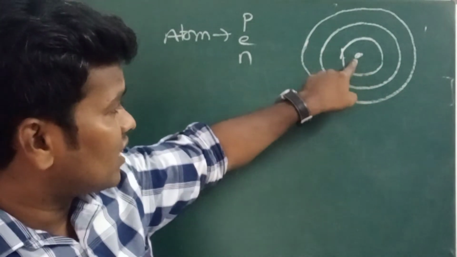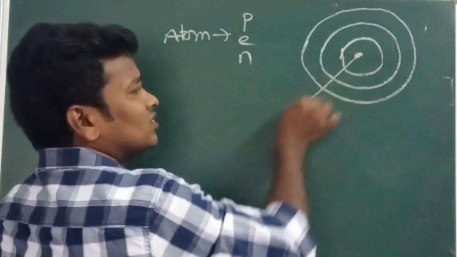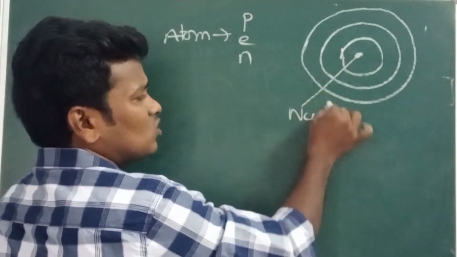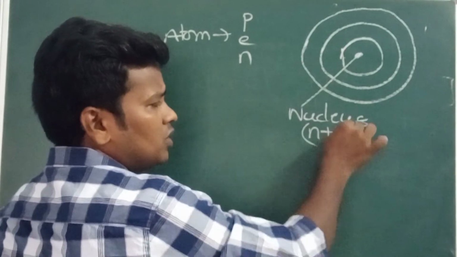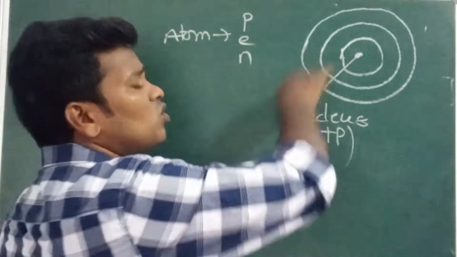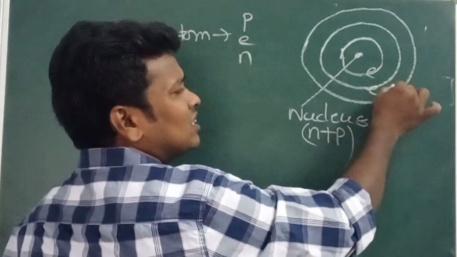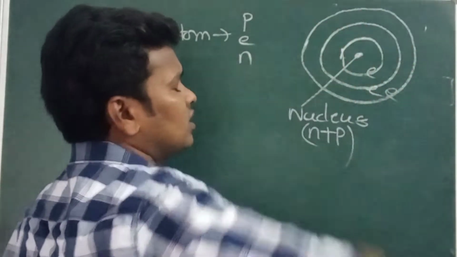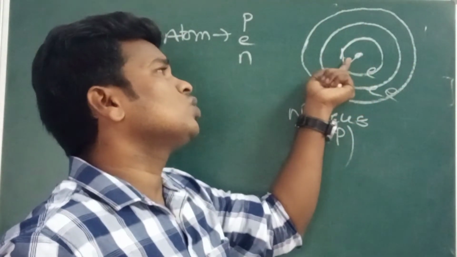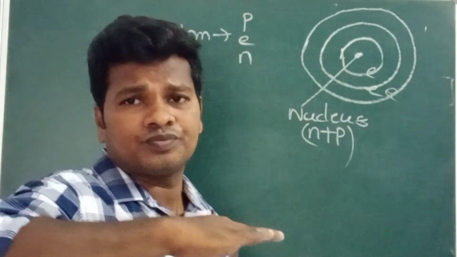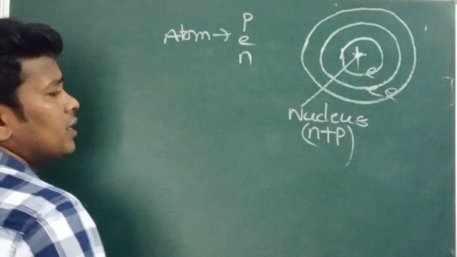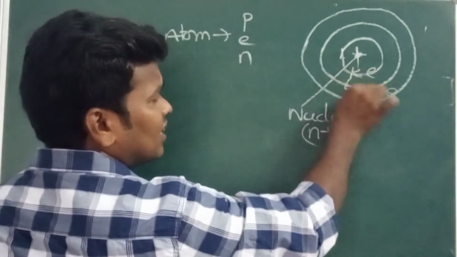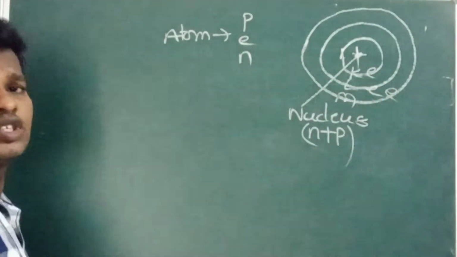The shell which is near to the nucleus, the center part, is called the nucleus. In the nucleus, neutrons and protons will be there. Around the nucleus, electrons are continuously revolving. The shell which is near to the nucleus has the lower energy. Protons have the positive charge. Here we have the K shell, L shell, M shell, N shell, O shell, like this.